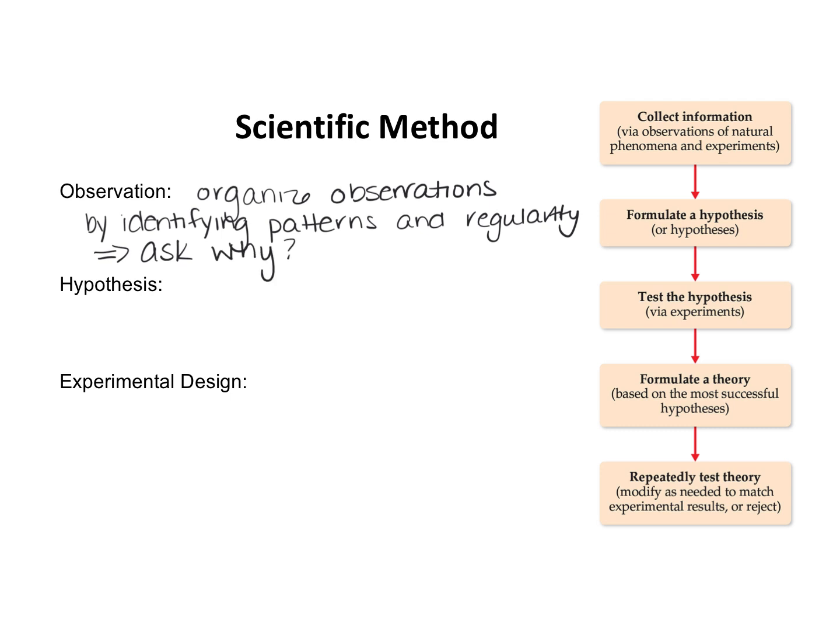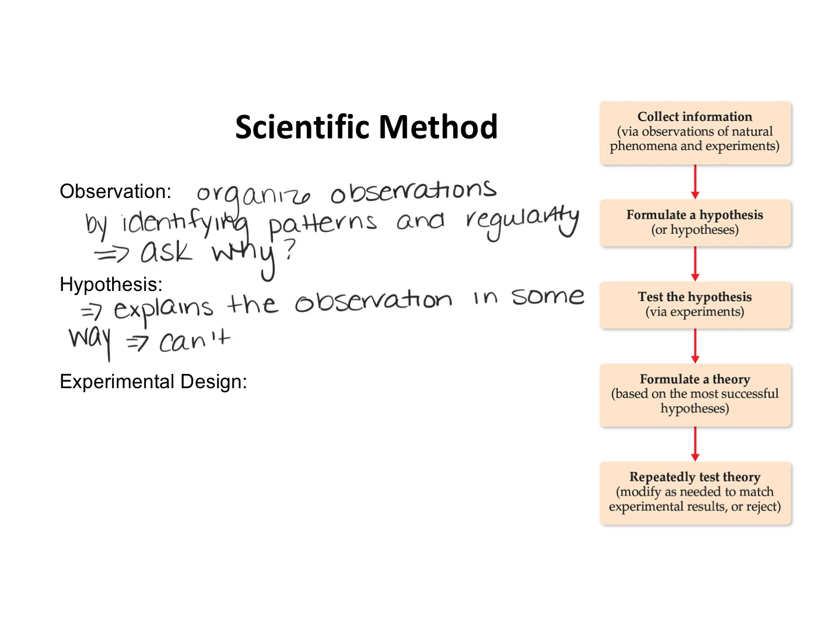Okay. So the next thing we're going to do in the scientific method is we are going to develop a hypothesis. And this explains the observation in some way. Now, a sticking point of this is that you can't prove a hypothesis. You can collect data that supports your hypothesis, but you can't prove it. You can only disprove a hypothesis.